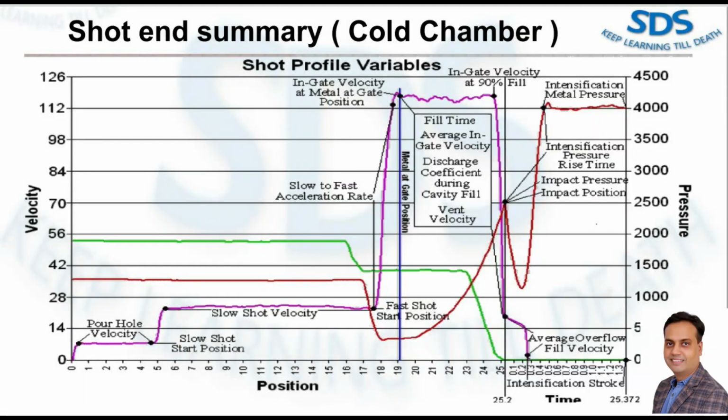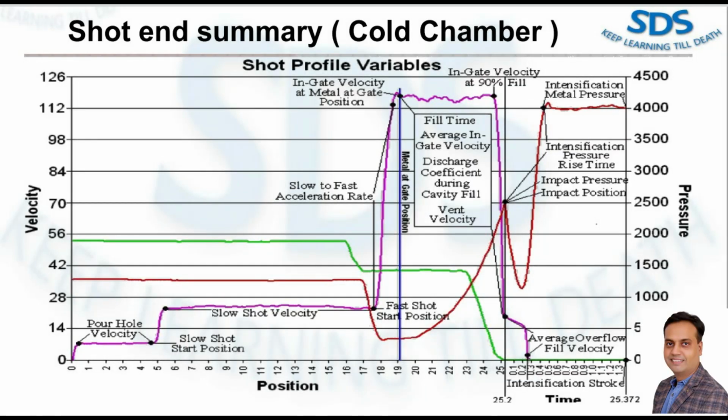First, let's examine the pour hole velocity. This parameter is represented by the initial steep rise in the curve as the molten metal rapidly fills the die cavity. The steepness of this rise indicates the velocity at which the metal enters the cavity, with a steeper slope representing a higher pour hole velocity.